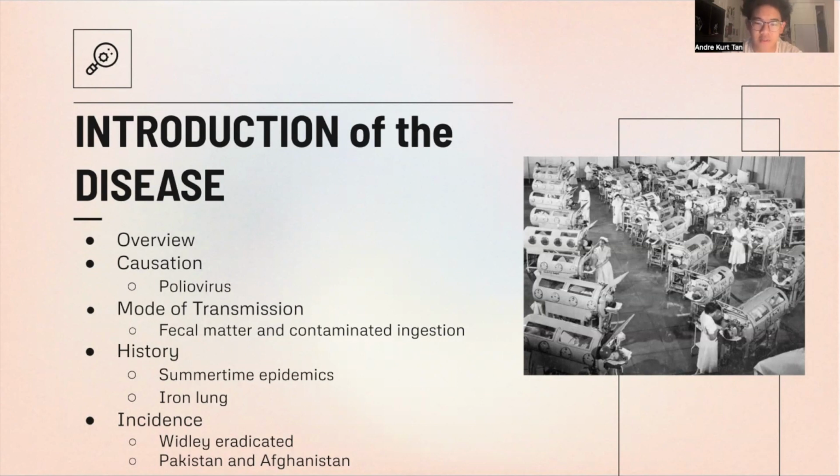As mode of transmission, also according to the CDC, contraction of polio is either via fecal matter of another infected person through contaminated food or contaminated drinking water. Less common, polio can also be contracted through droplet transmission from a sneeze or cough of an infected person.